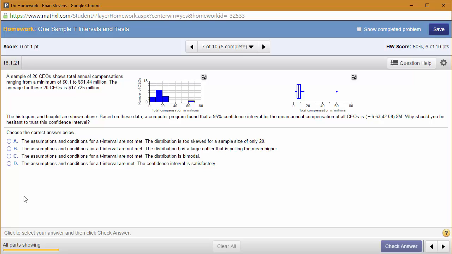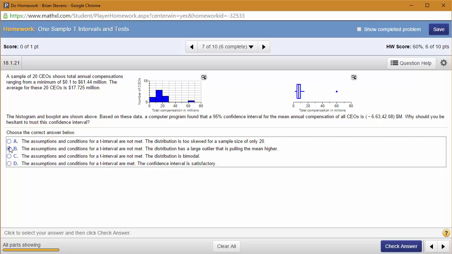So the histogram and box plot are shown based on the data. A computer program found that a 95% confidence interval for the mean annual compensation of all CEOs is negative 6.63 to 42.08 million. Why should you be hesitant to trust this confidence interval? The assumptions are not met. This has a very large outlier. That is our problem right here.